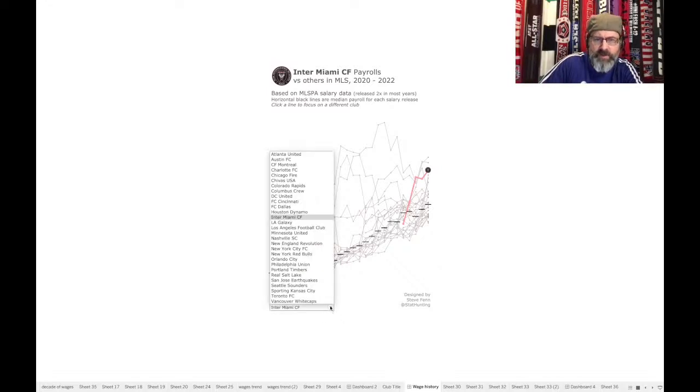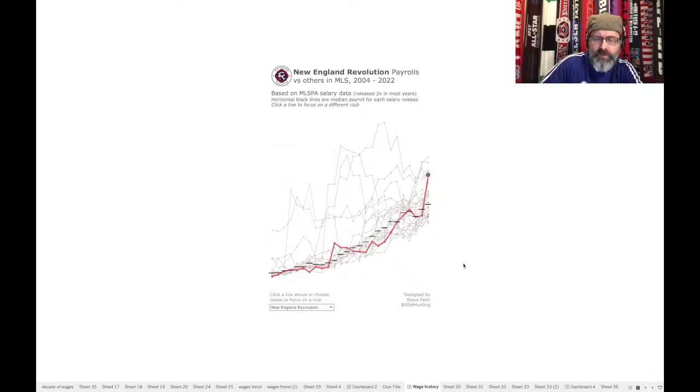But let's look at a team that's been around a little longer, New England Revolution. They've been near the league median, median being the middle of the distribution. So if you were looking at that ranking of the payrolls, the median is that team right around the middle. So they've been near, sometimes above, sometimes below the median wage for the league throughout their history. And then suddenly this year, boom, they open up the pocketbooks.